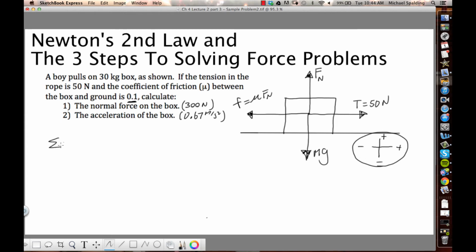Step 2, we sum forces in the x, we sum forces in the y. All right, how many forces are in the x direction? 2. We got the 50 Newton and the friction. Okay, the 50 is going to be plus, friction is minus because it points to the left. All right, so you go like this. So summing the forces in the x direction, you go 50 Newton minus friction, which is mu Fn. That's the equation over here for friction.